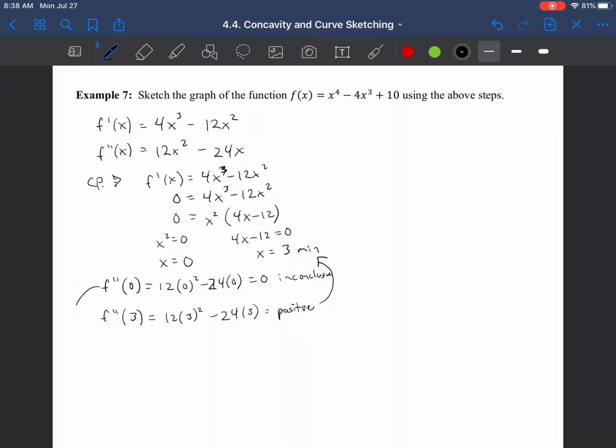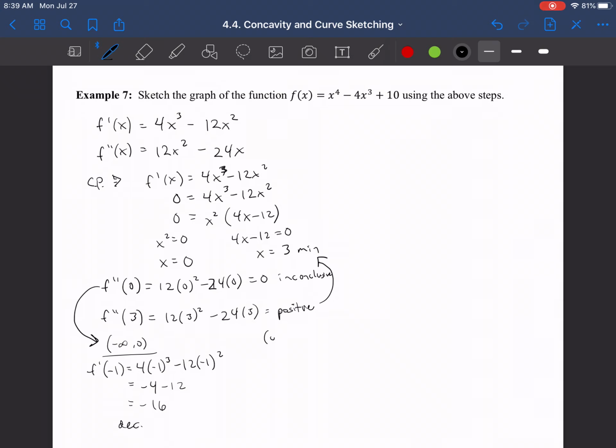Okay, we're inconclusive. So, bringing that down here, we need to look on either side at the derivative and see what's happening. So let's look somewhere between -infinity and 0, and we'll look at that first derivative. And so we'll go with -1. 4 times -1 cubed minus 12 times -1 squared. So -1 cubed is negative, so this is -4. -1 squared is positive, so minus 12, this is -16. So here we have a negative slope. So here it's decreasing.